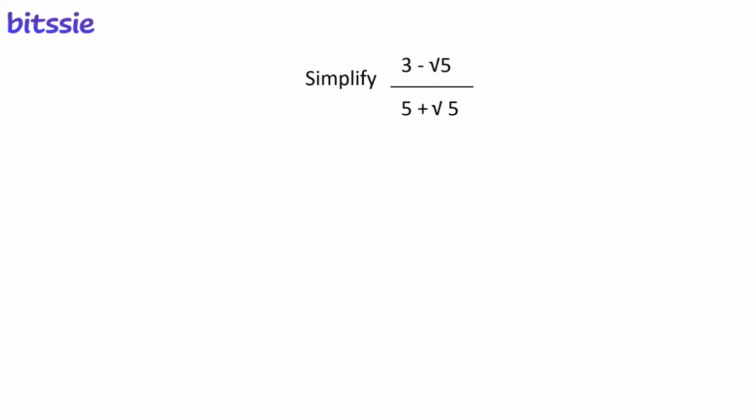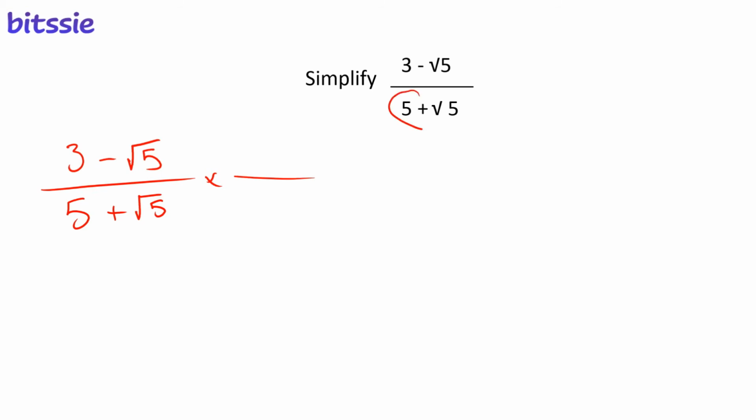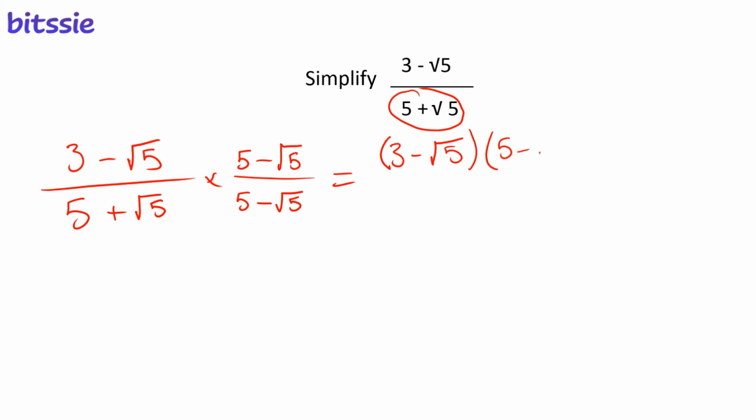Now on to question 4. This one's quite a tricky one, as we have surds on the top and the bottom. But let's stick to our usual method and write it out. 3 minus root 5 over 5 plus root 5. And our inverse would be, remember, we have to look at the denominator to work out the inverse. It would be 5 minus root 5 on the top and on the bottom. And then we can write this as 3 minus root 5 times 5 minus root 5.